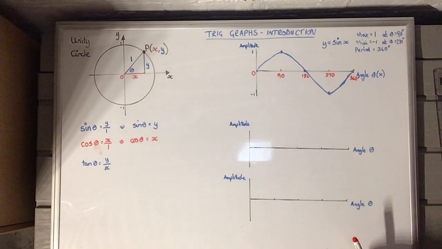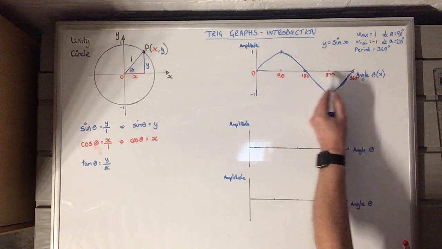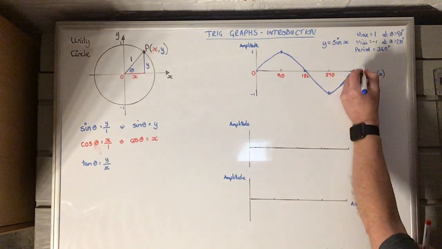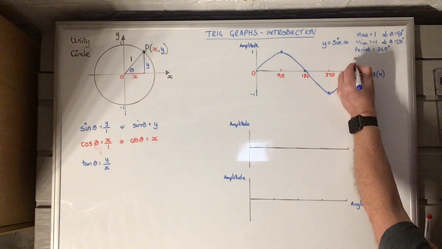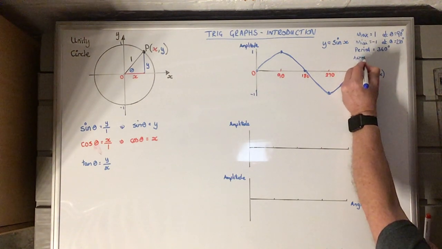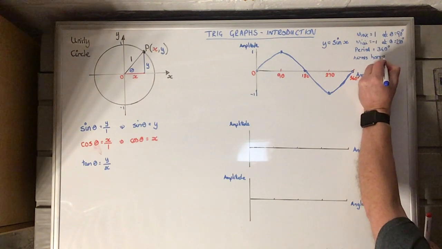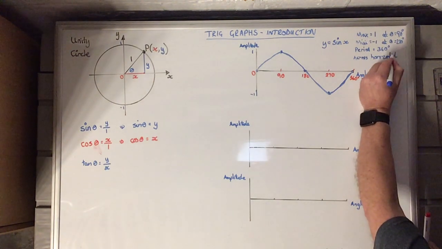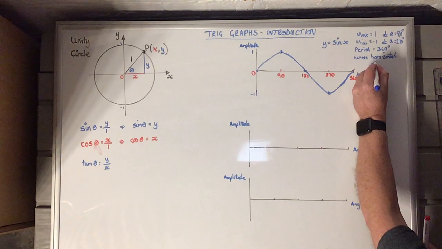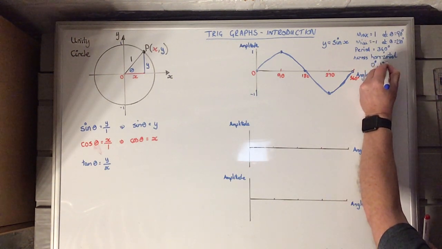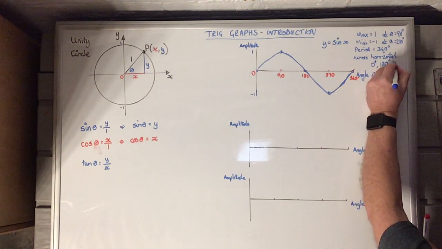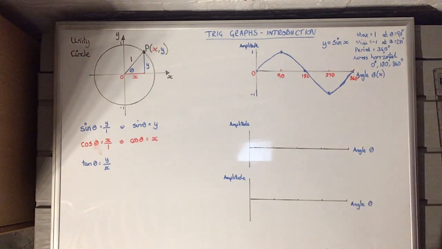Okay, it crosses the horizontal axis at 3 places: at 0 degrees, 180 degrees and 360. Okay, that's all the things that you're expected to know at National 5 level.